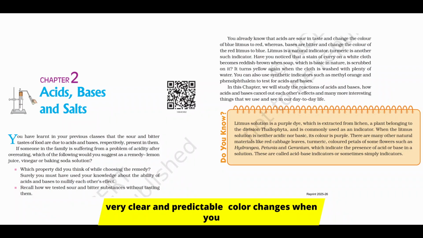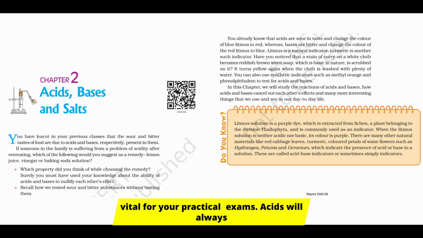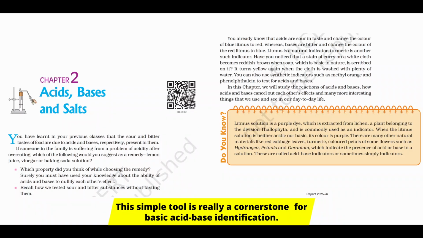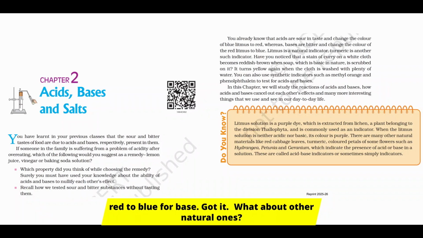But it shows very clear and predictable color changes when you put it in acids or bases. And these changes are vital for your practical exams. Acids will always change blue litmus paper to red. Remember, acid red. While bases do the opposite. They change red litmus paper to blue, base mellow blue. This simple tool is really a cornerstone for basic acid-base identification. Okay, litmus: blue to red for acid, red to blue for base. Got it. What about other natural ones?